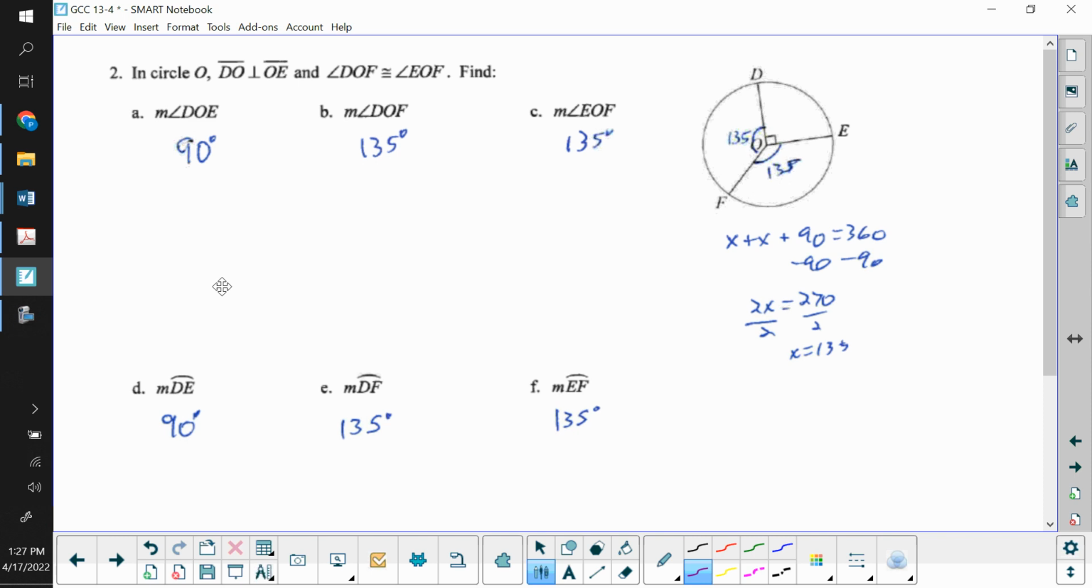They told us we had perpendicular for DO and OE, so that one's 90. And then the other two were equal. So pick a variable. I picked x. So x plus 90 has to equal 360. That means each of those individual ones are 135. So we've got our 3 central angles, and then the 3 arcs which they open up to.